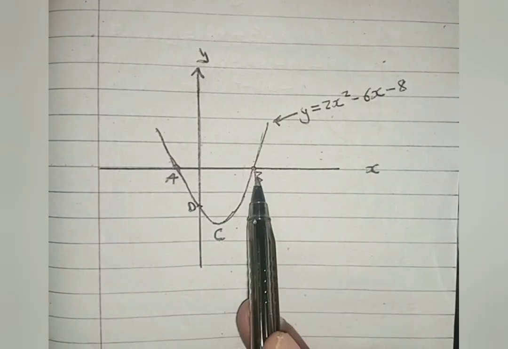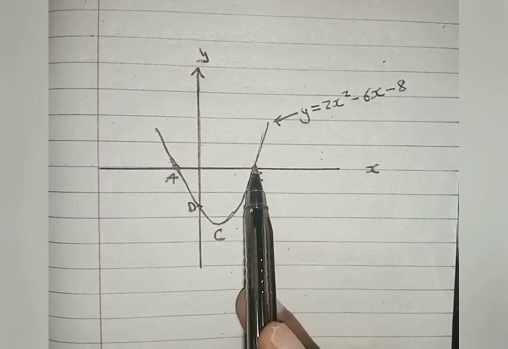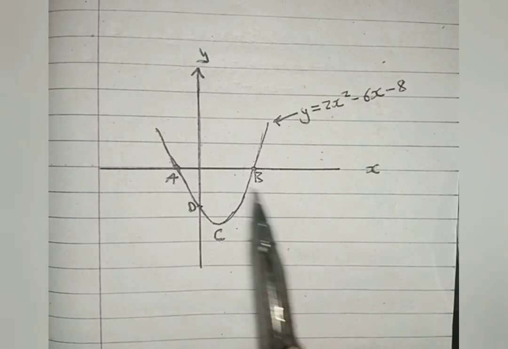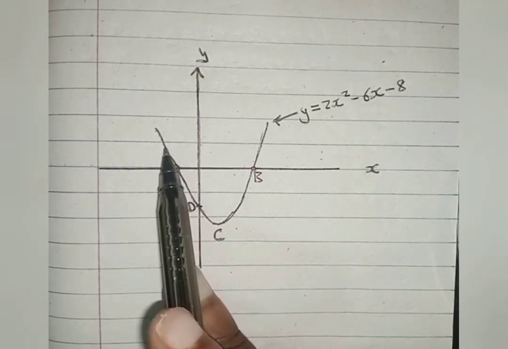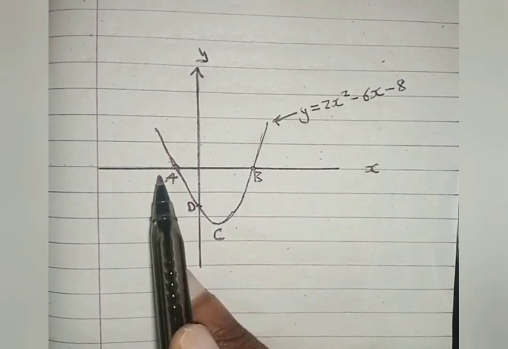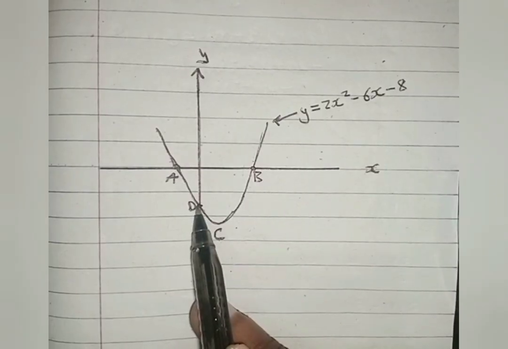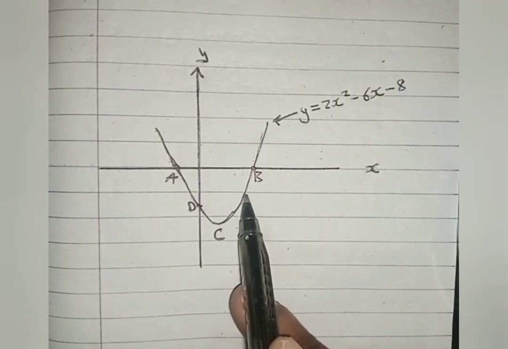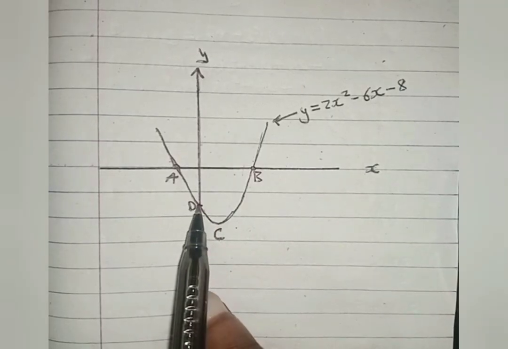Point A and point B are called the x-intercepts. So these are points where the curve is cutting the x-axis. So this is our x-axis. Our curve is cutting on 2 points on the x-axis at point A and point B. So we call these the x-intercepts. Point D is the y-intercept of the curve. This is where our graph is cutting the y-axis.